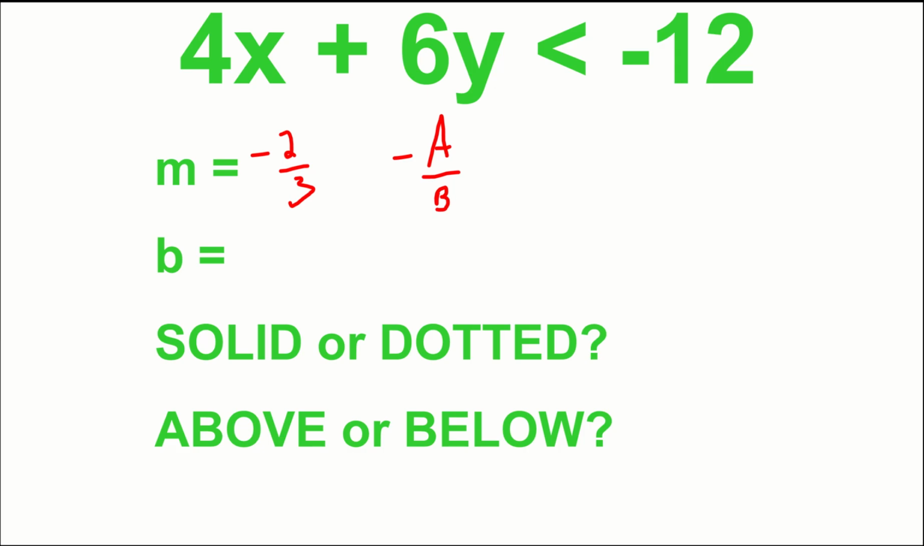All right, what about the y-intercept? Who can give me that? Gray? -2 is correct. Y-intercept is C over B. So in this case, I'd have -12 over 6, which is -2.